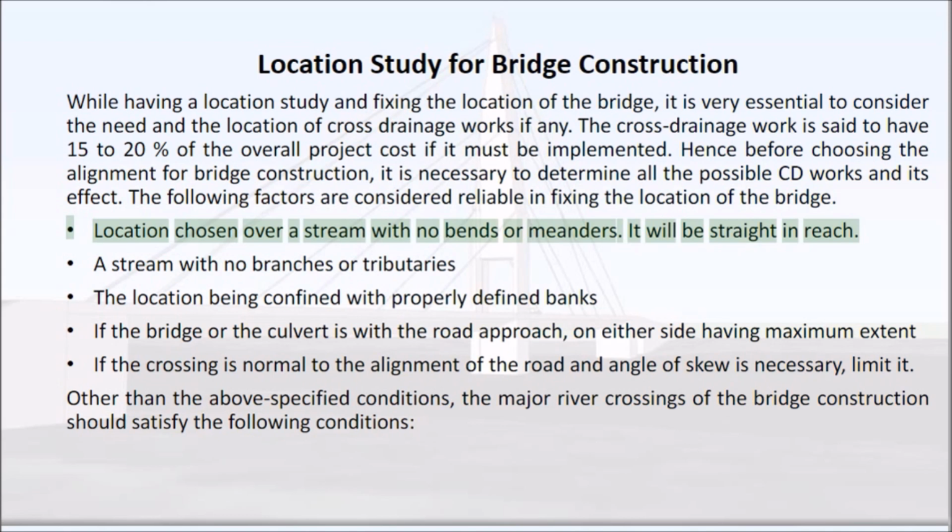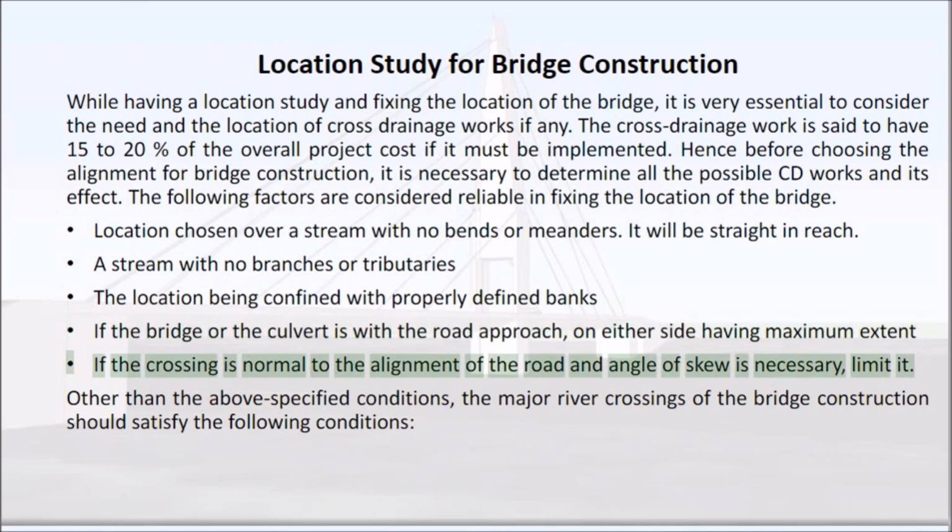Location chosen over a stream with no bends or meanders. It will be straight in reach. A stream with no branches or tributaries. The location being confined with properly defined banks. If the bridge or the culvert is with the road approach, on either side having maximum extent.